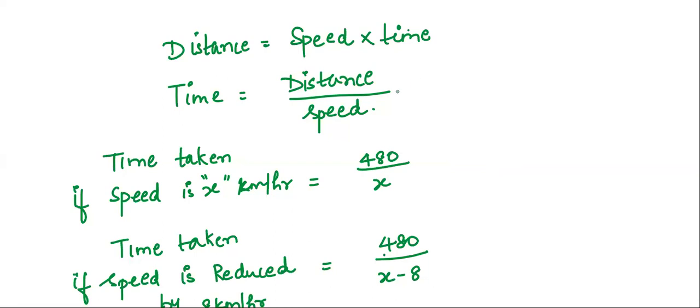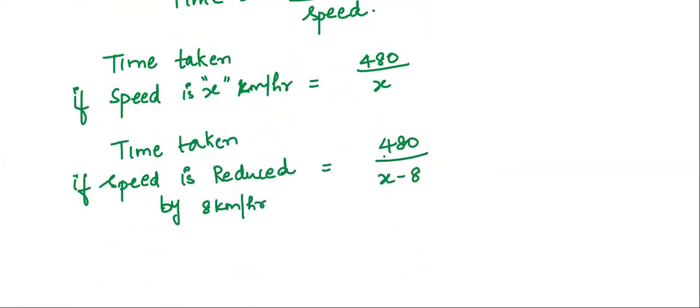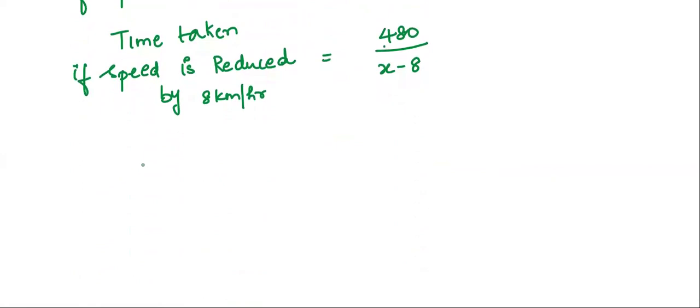What is the time taken if the speed is x kilometers per hour? The time formula will be distance by speed. Distance is 480 kilometers and the speed is x, so the time is 480 by x. Same thing again for the time taken if the speed is reduced: the answer will be 480 by x minus 8, that is distance by speed. What is given in the question is that the difference between the timings is 3 hours. So use that information to form the equation now.